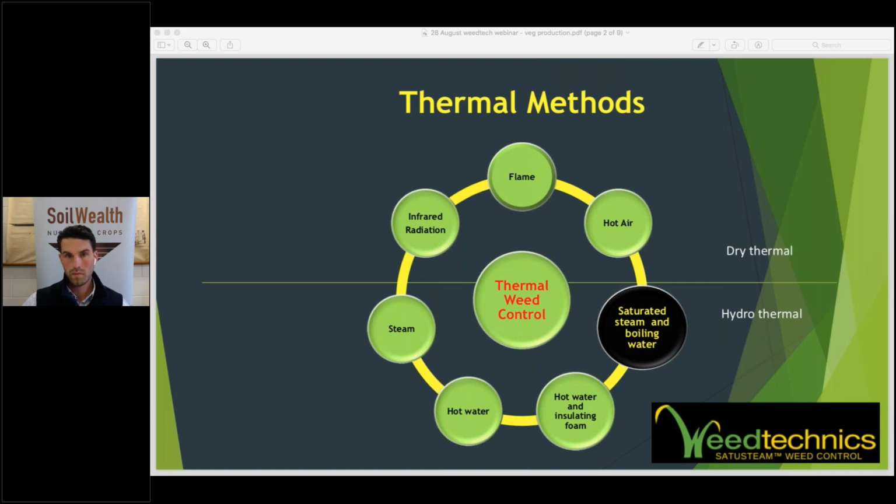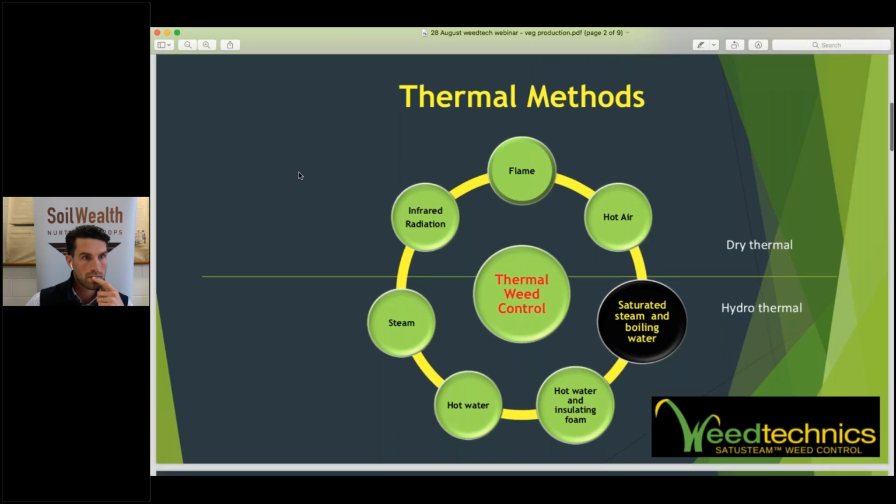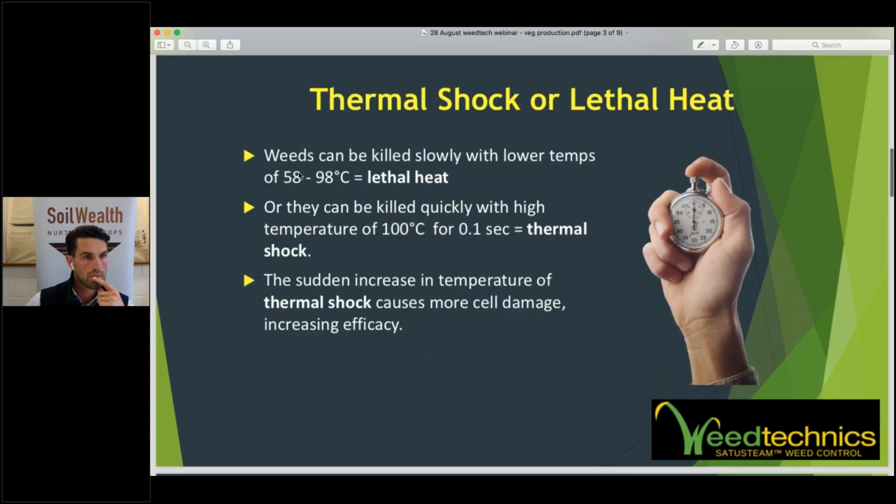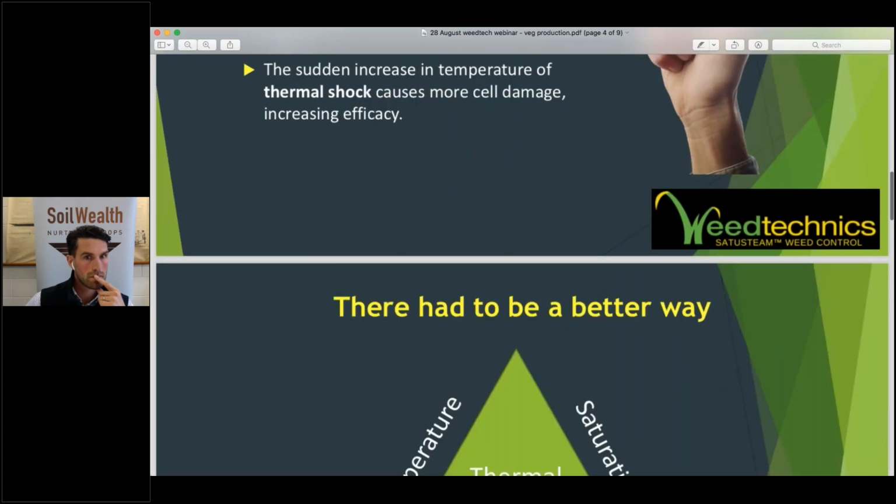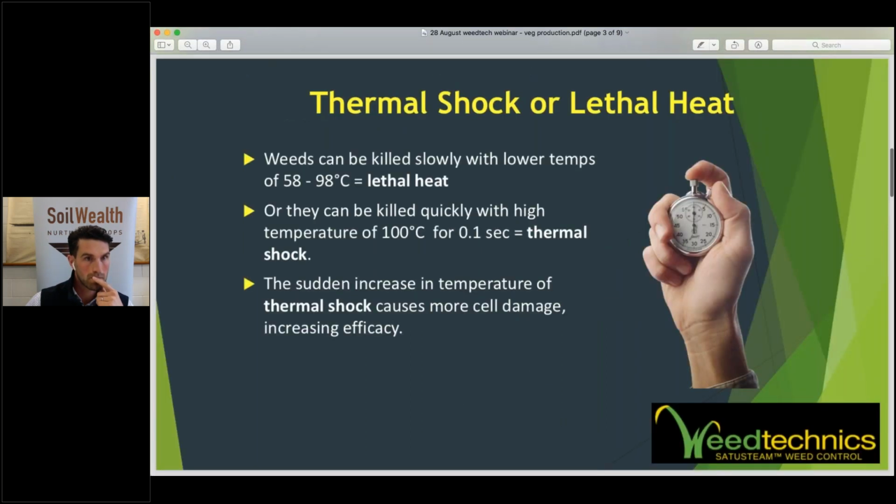So we can probably flick through a couple of slides. I've spoken about thermal methods, but if we can maybe flick down to the third slide, which was the proximity of the temperature, the saturation and proximity gave us thermal shock right at the weed. And thermal shock, delivered at about 99 to 100 degrees, is way more destructive on plant cells and on the chlorophyll parts of the plant than heating slowly at lower temperatures.